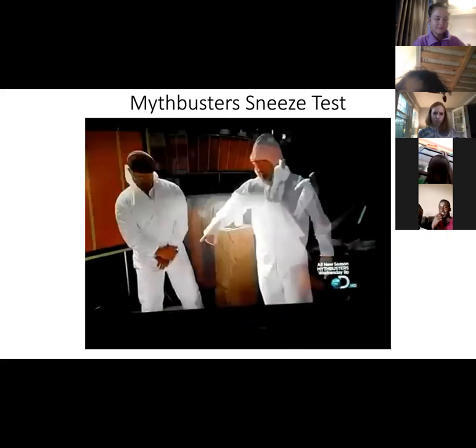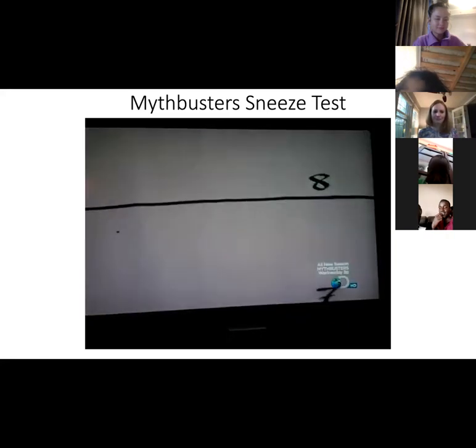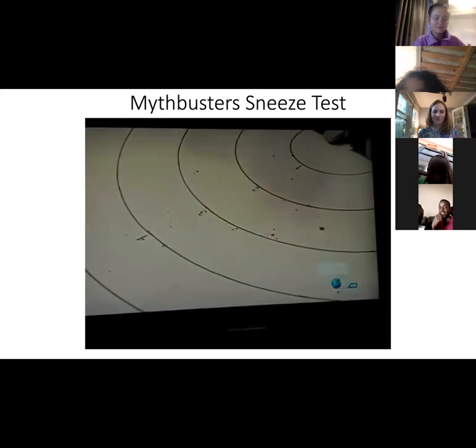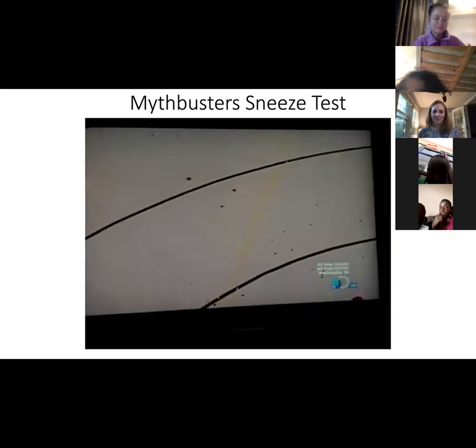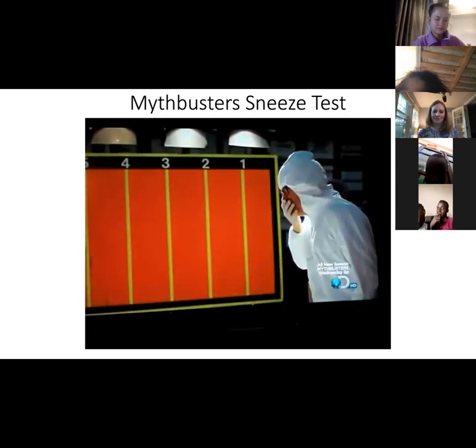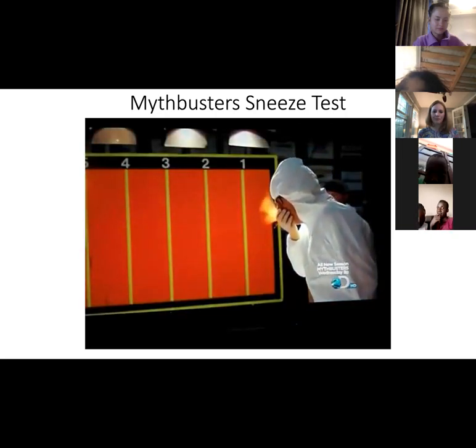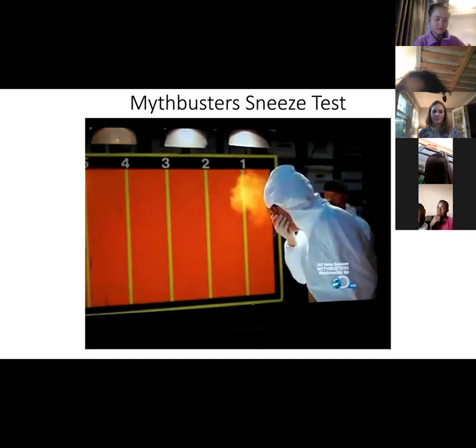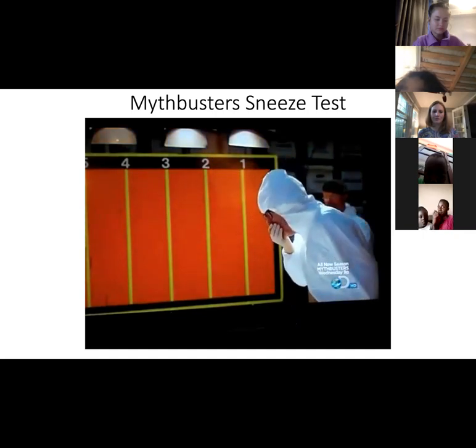I see spots up to 8 feet away, dude. Yeah, it did spread quite a lot, but there's a lot of markings here. So I'd say single hand, not so good. Yeah, not so good, and then some. Even with his hand directly in front of the oncoming sneeze, Adam can't begin to contain the explosion.